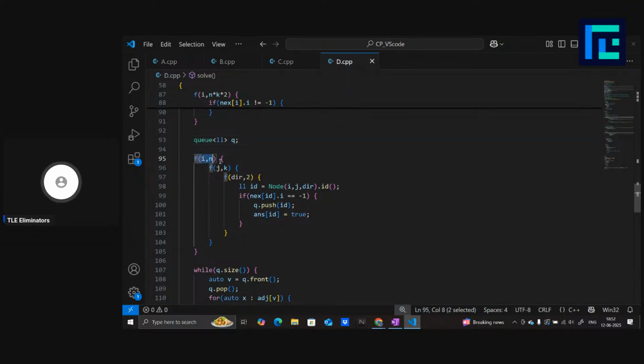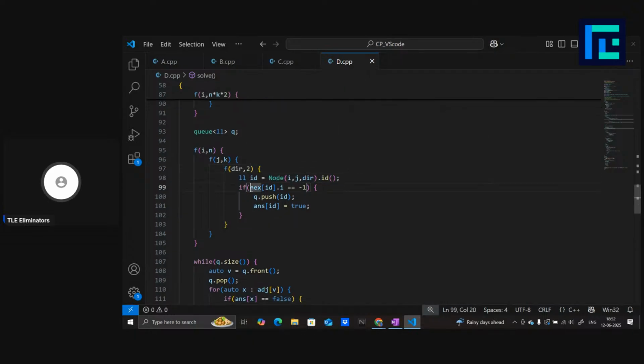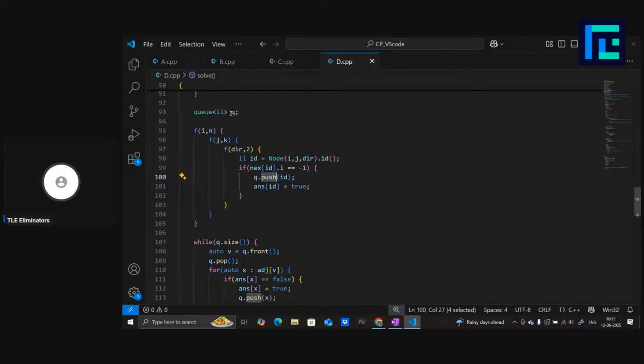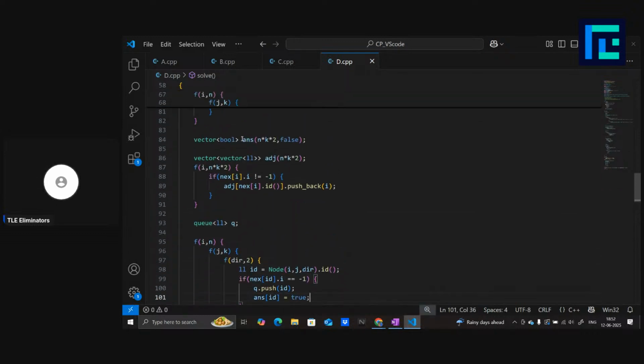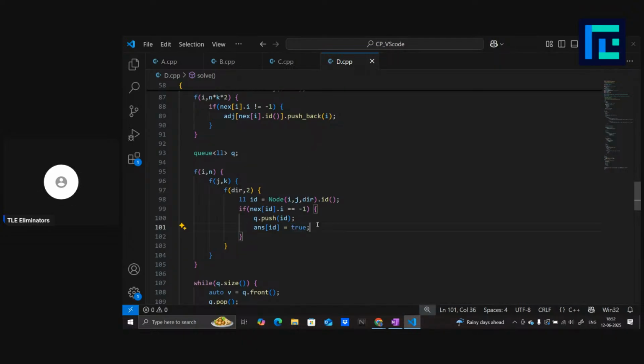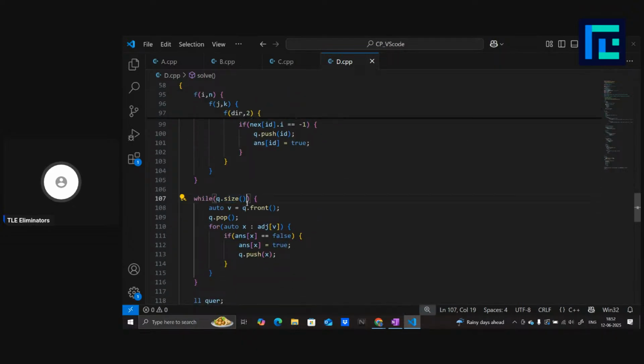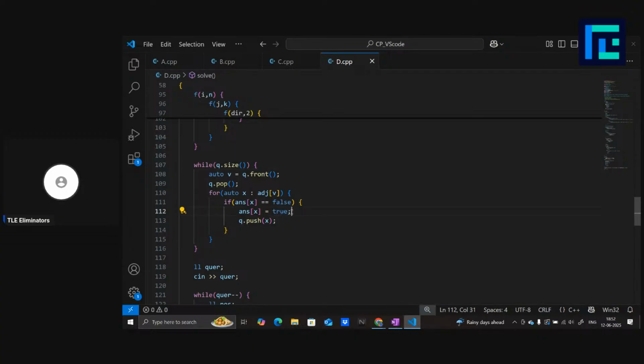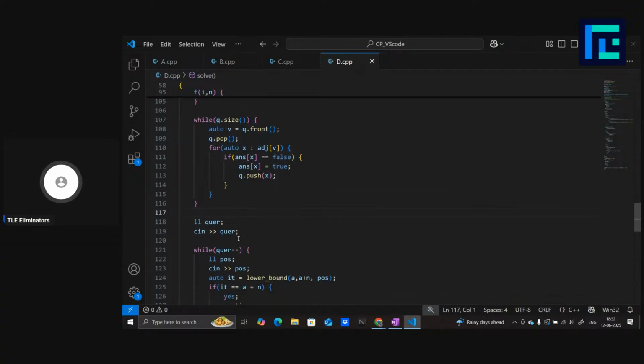So I iterate over all of these states, and if the current state is a base case, that is, if the next of ID is -1, then this ID is a base case. So I'll push this into my queue, and set answer equal to true. I have this answer vector which is initialized to false. So the base cases are true, and I'll run a BFS from all of the base cases and mark all reachable states as true, right?